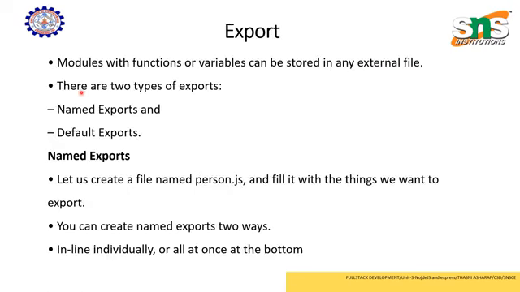Next is export. Export means modules with functions or variables can be stored in any external file. There are two types of export: one is named export and another one is default export. For named export, let us create a file called person.js and fill it with things we want to export. You can create named exports in two ways: inline individually, or all at once at the bottom.